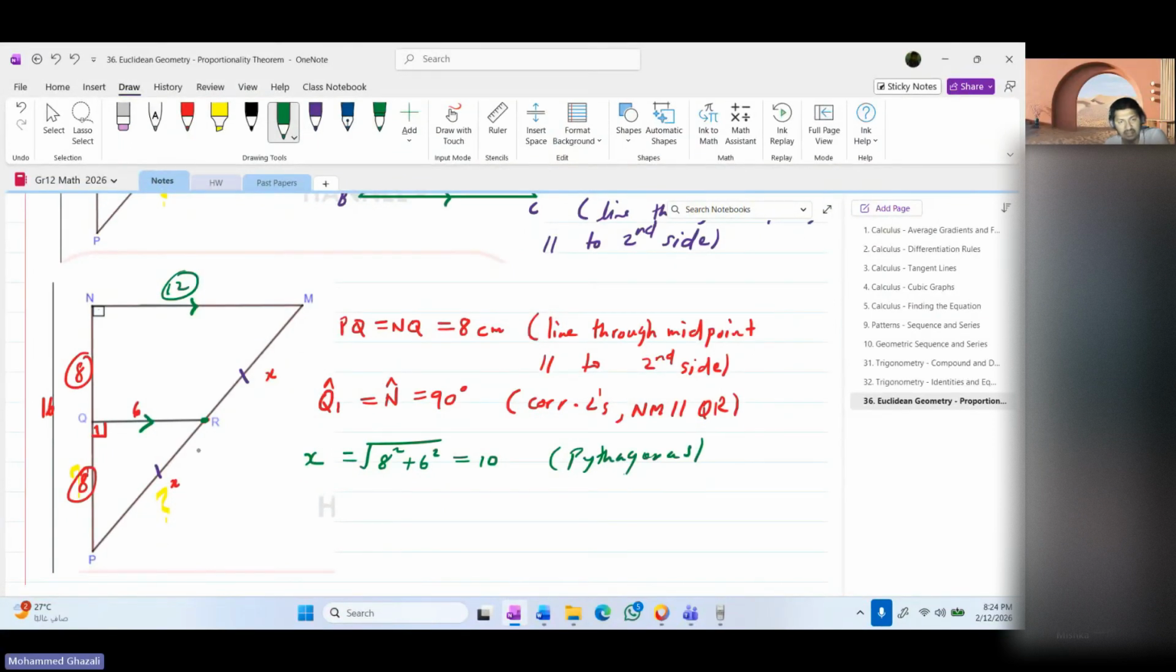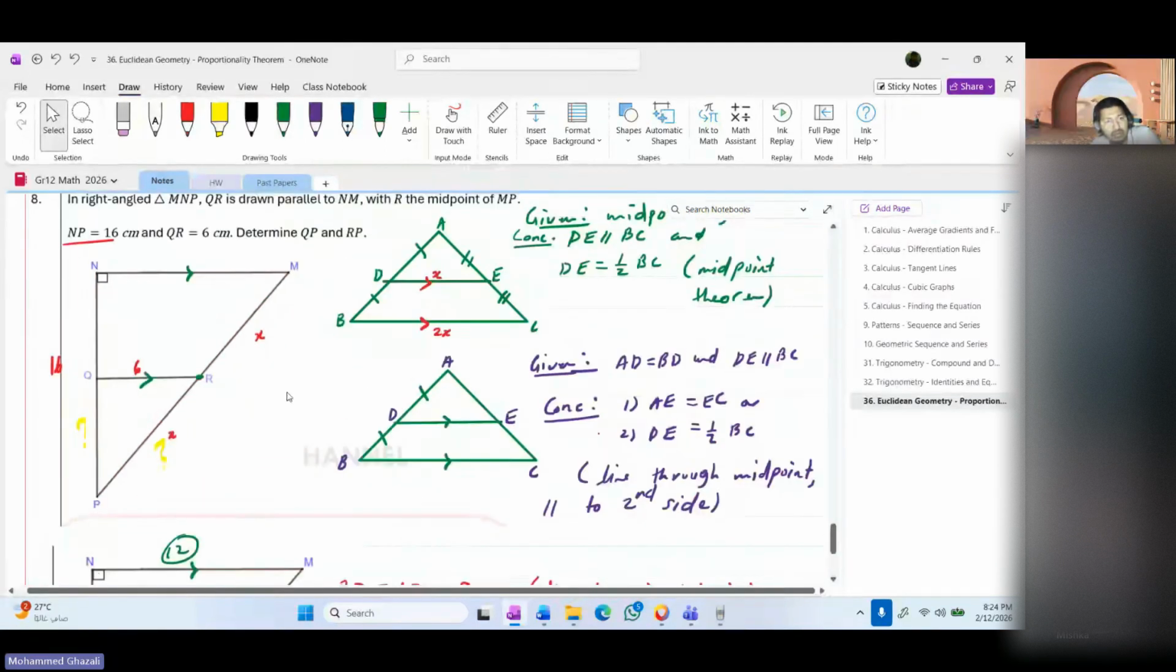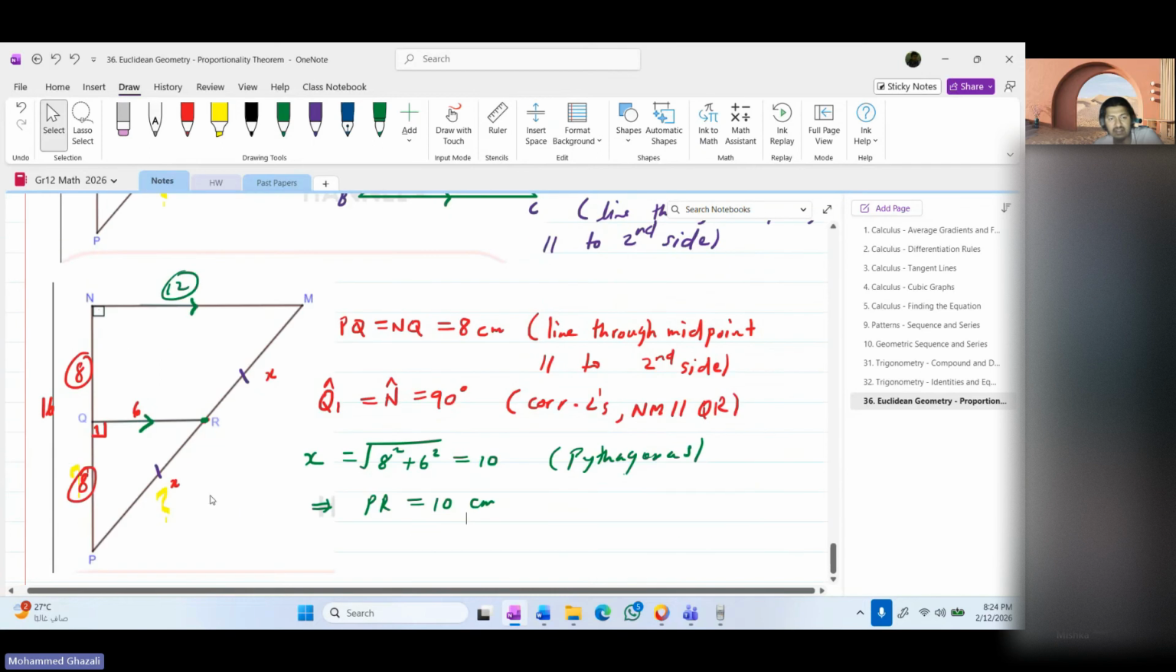So I think they asked us for PR. This implies PR is equal to 10 centimeters. Was it centimeters or units? Not sure. What was it? Centimeters, right? So that's how you solve it. Are we good, guys?